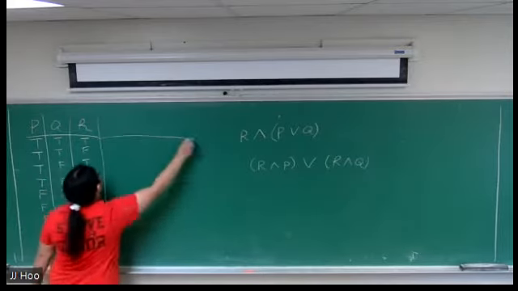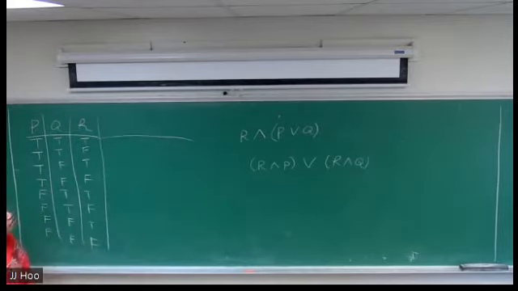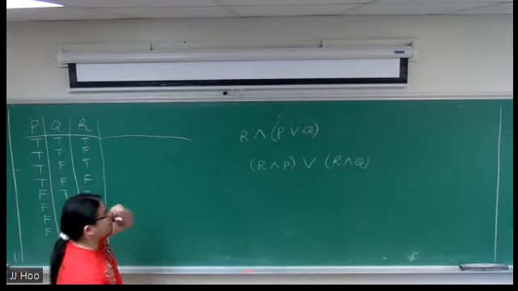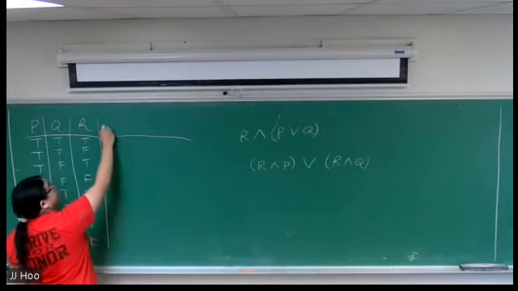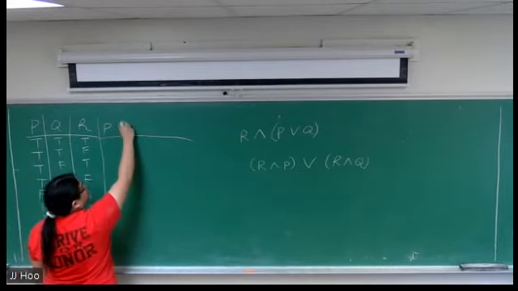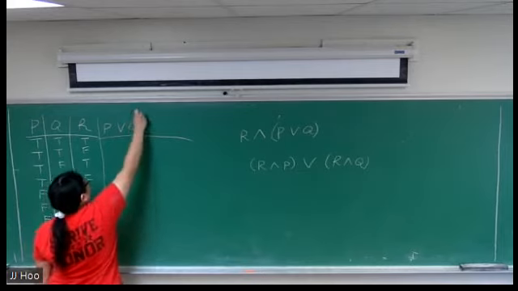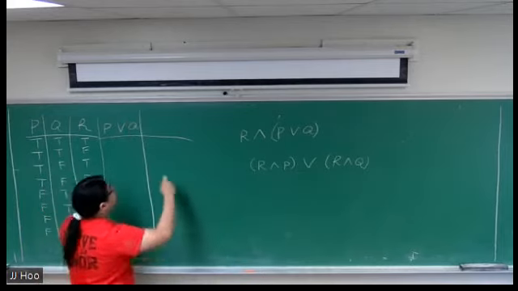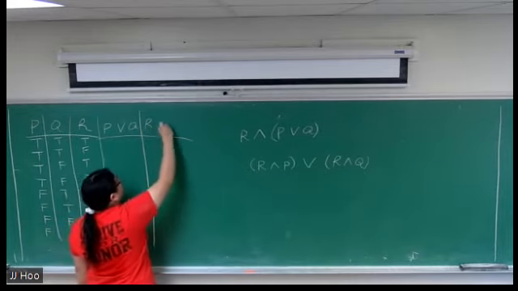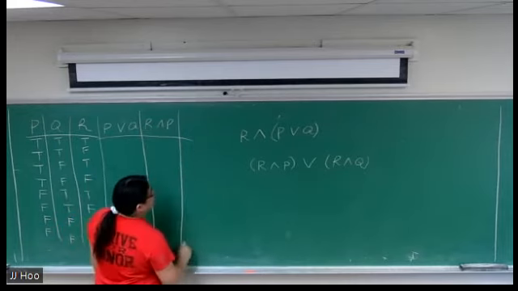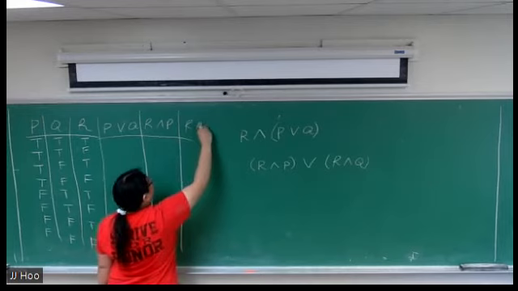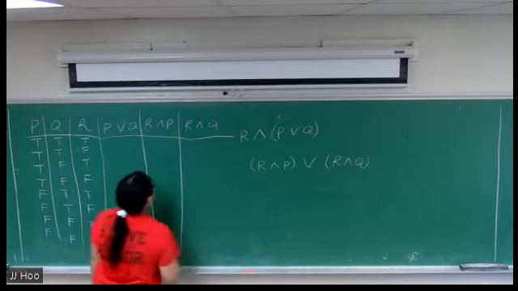Okay. So let's look at the first guy, right? So what are some pieces we need? We need P or Q. And then looking at the second guy, some pieces we need R and P. And we need R and Q, right?